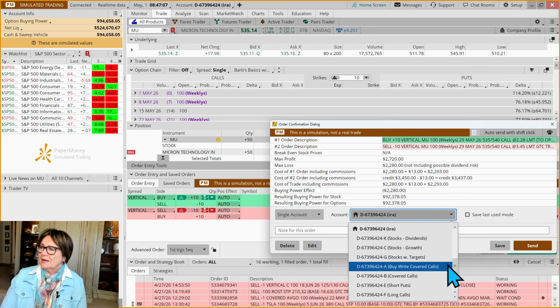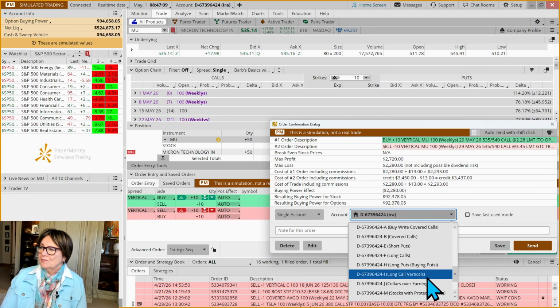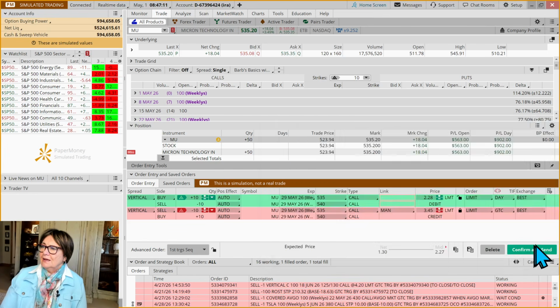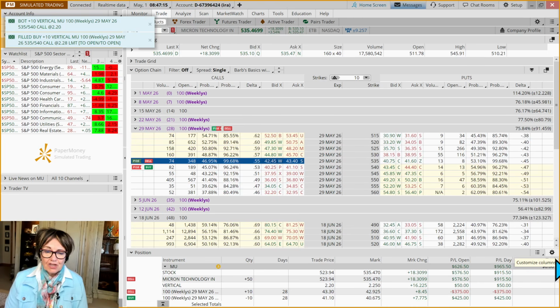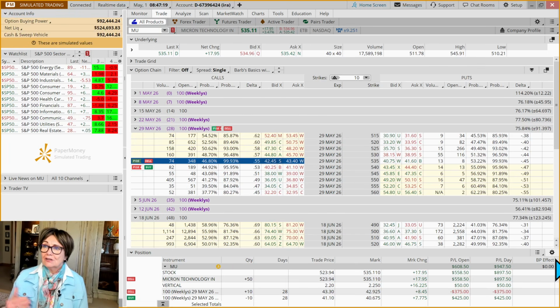We're going to put that in our long call vertical group. And there we go. There's our example trade. And we walk through the checklist. And then our routine is that we'll monitor this daily and just see how it's doing.